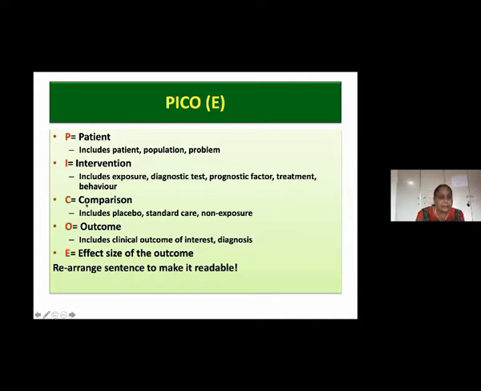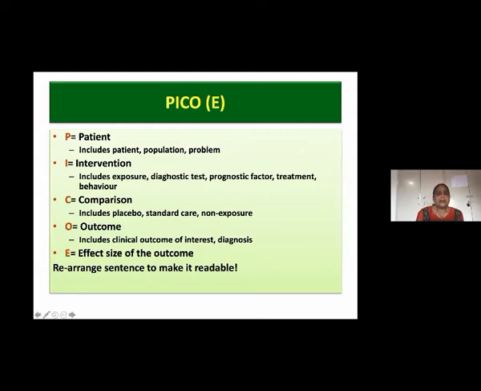It could be a comparison with the placebo or the standard of care or non-exposure. So you have to have something which will work across this, so that whatever is happening here is also going to happen here minus that particular intervention. Everything else remains the same for the comparison group. The outcome includes the clinical outcome of interest and the diagnosis. So it may be reducing mortality, morbidity, pain, proteinuria, dialysis requirement. It may be whatever you want to choose as your outcome.